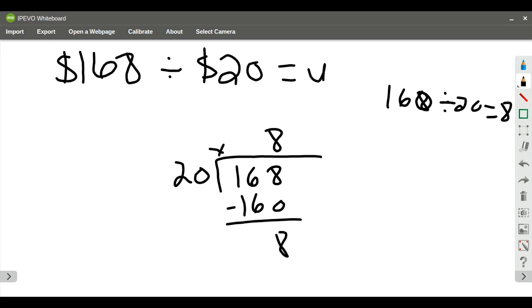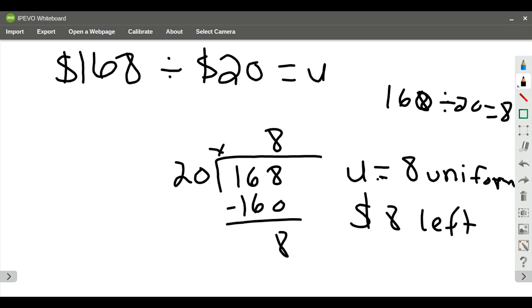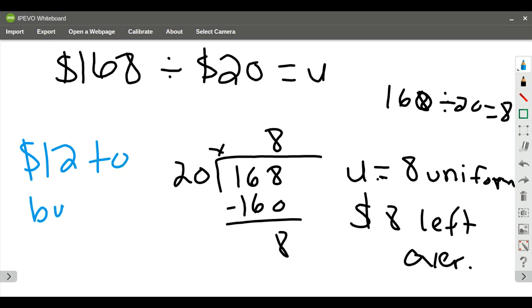So for my solving, U equals 8 uniforms. So he can buy 8 uniforms. And after he buys 8 uniforms, he has $8 left over. All right. So how much more money? I'm going to have to look back at the bottom of the page. It says how much more money is needed to buy additional uniforms. He would need an additional $12 to buy one more uniform.